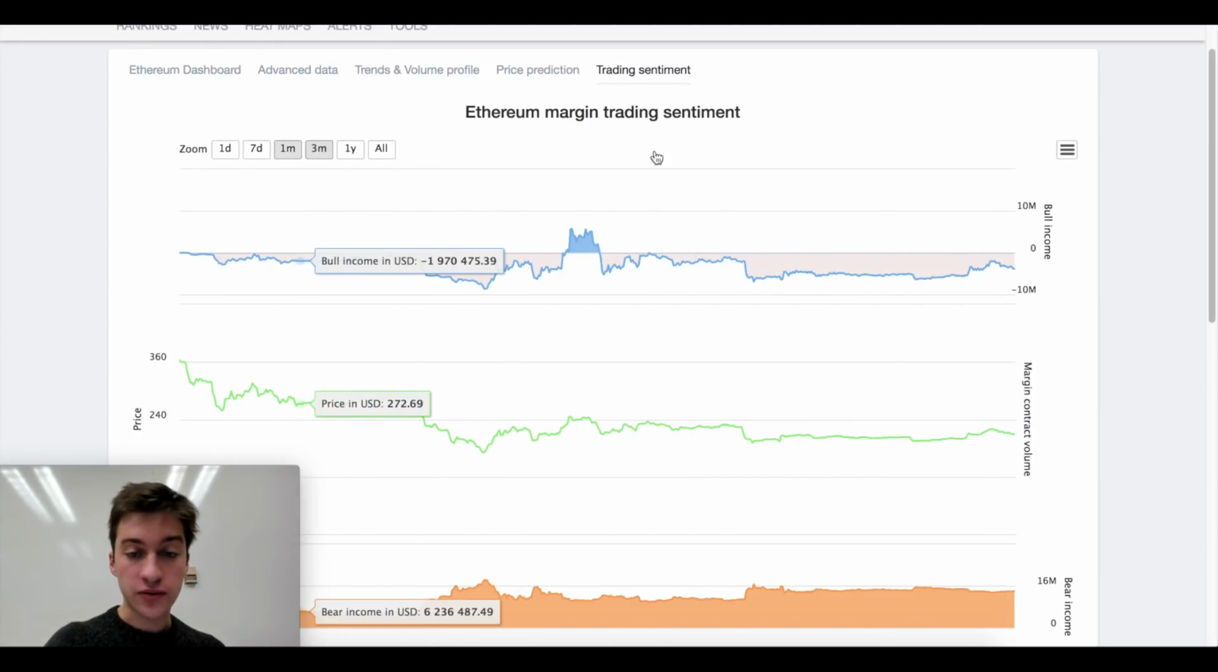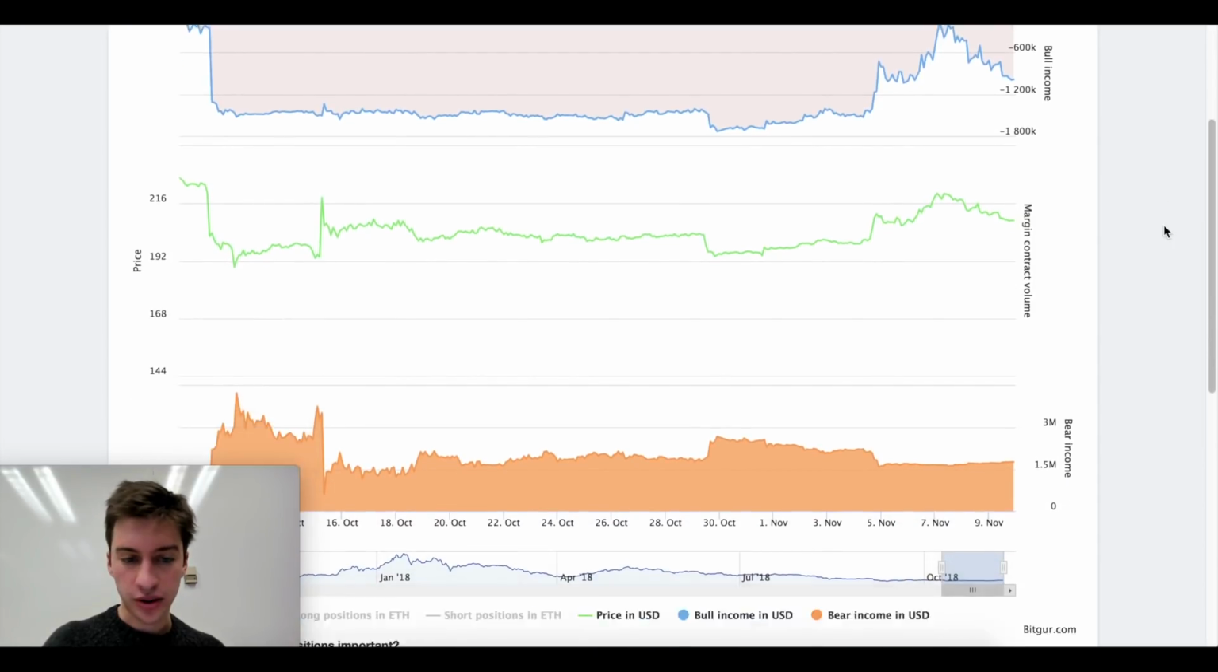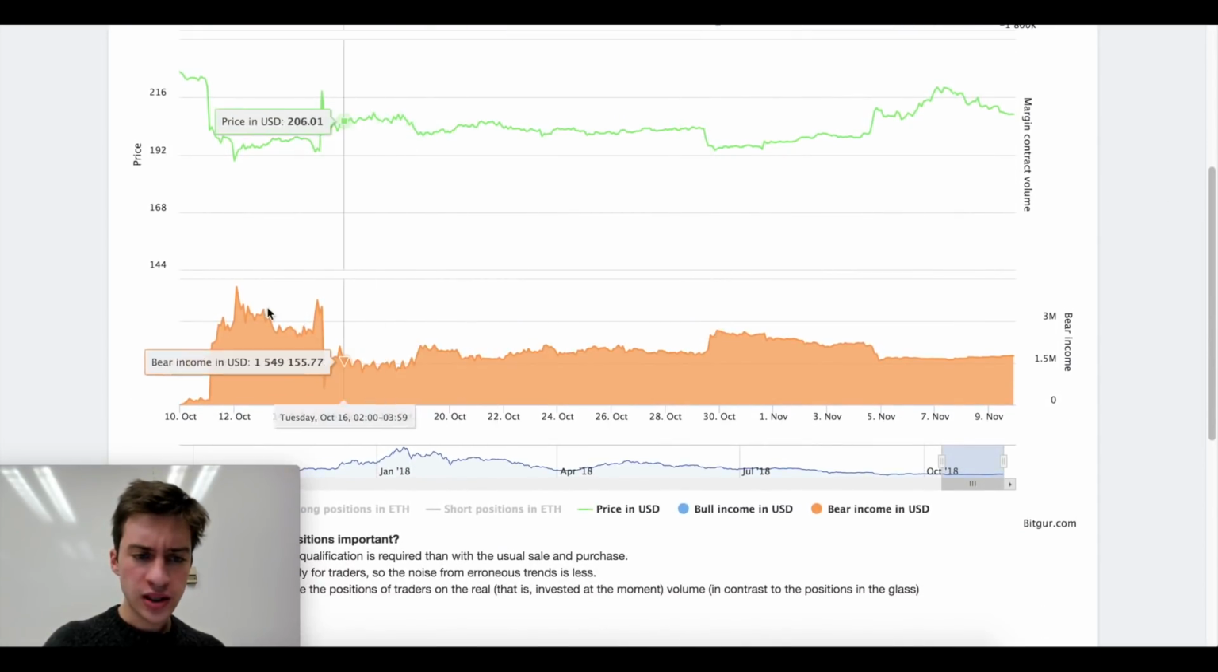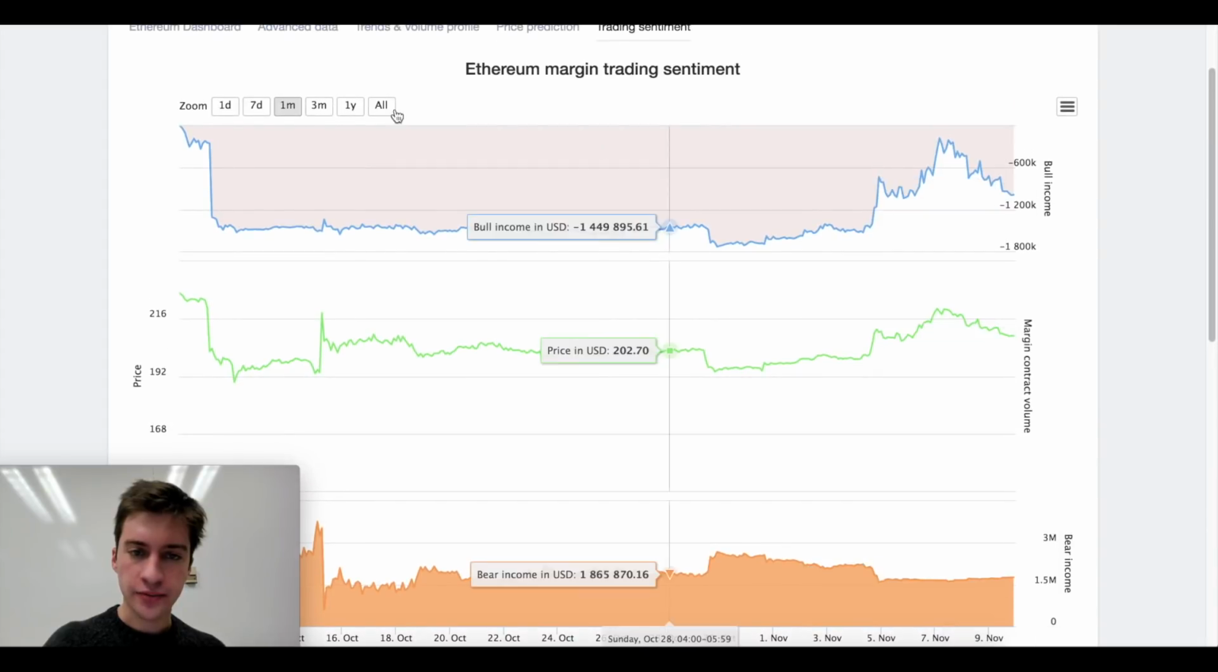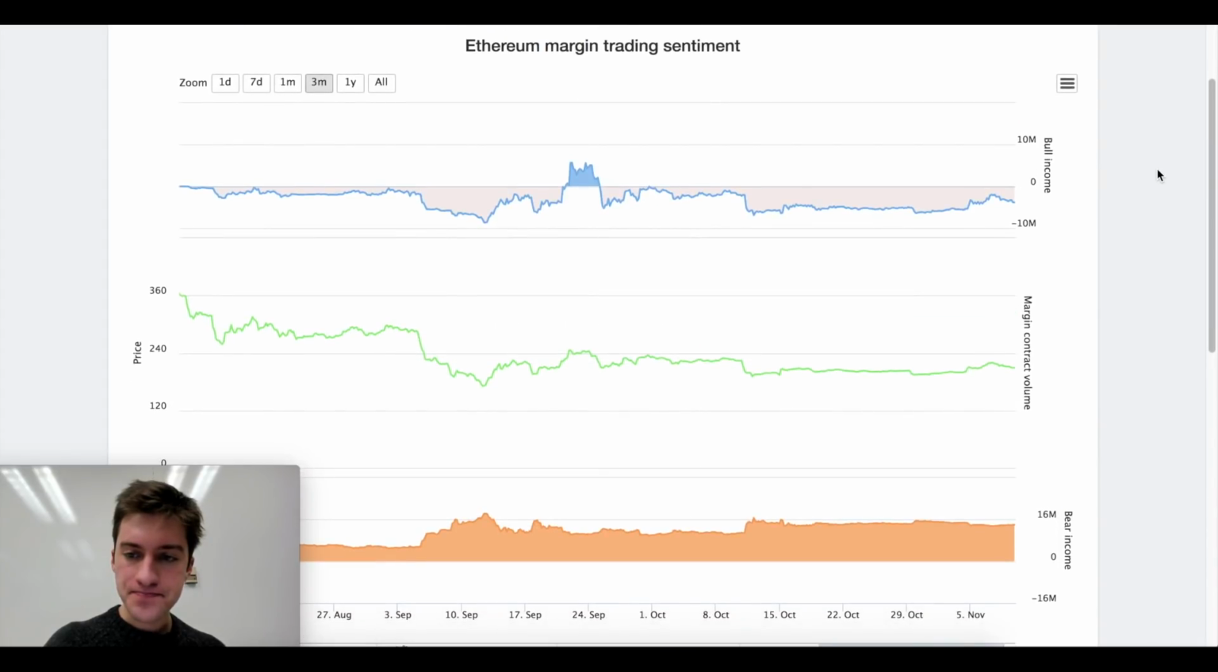If we zoom in to the 1-month view, we might get something different. Not really, just the same kind of thing. A lot of profitable shorts here, so price is kind of pushing its way up there.